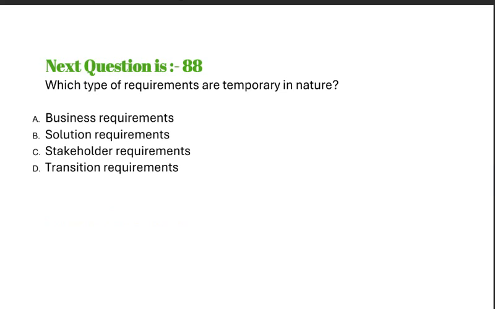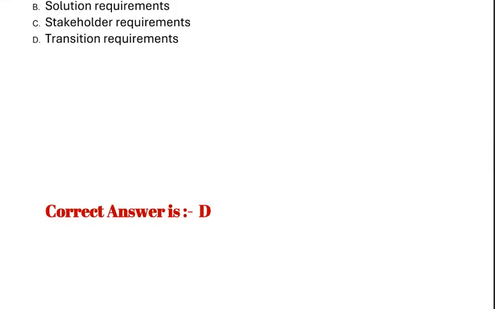Question is, which type of requirements are temporary in nature? Option A, business requirements. Option B, solution requirements. Option C, stakeholder requirements. Option D, transition requirements. Correct answer is option D.